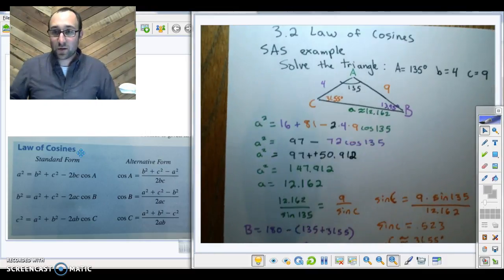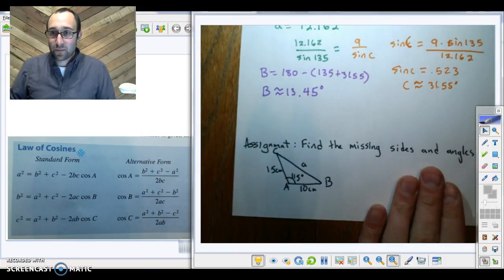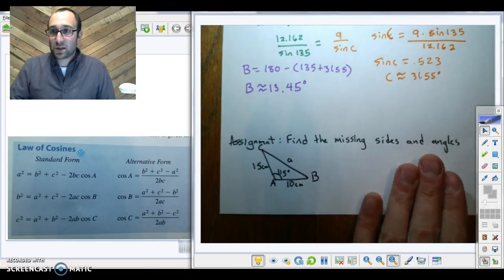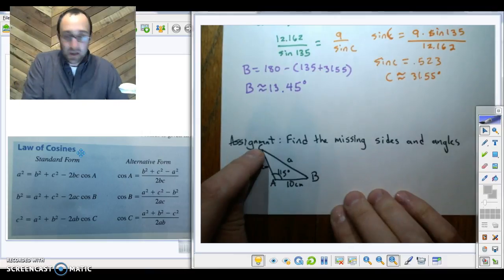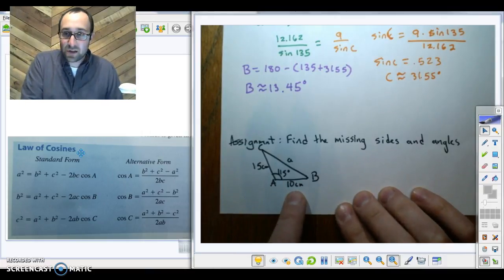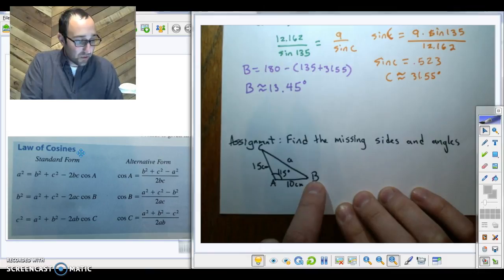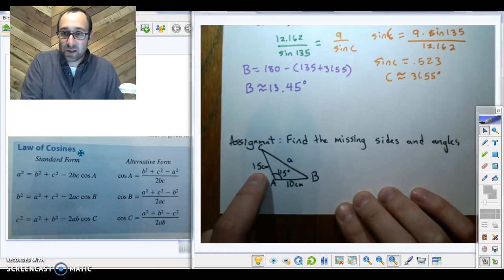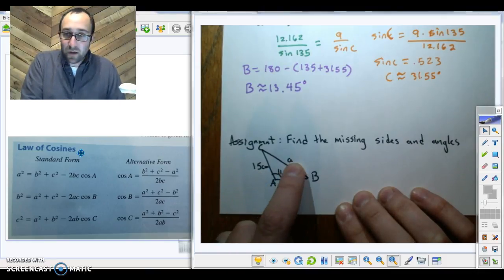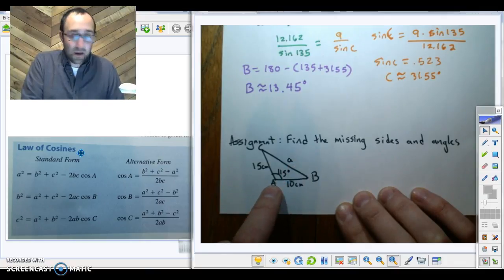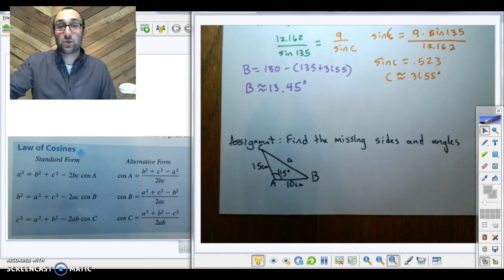Alright, there you go. So here is your assignment on here. It says to find all the missing sides and angles. C is up here. Length of C is 10 centimeters. B is over here. The length of B is 15 centimeters. And we don't know the length A, but we do know that the angle A is 115 degrees.